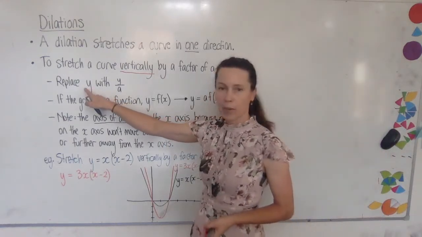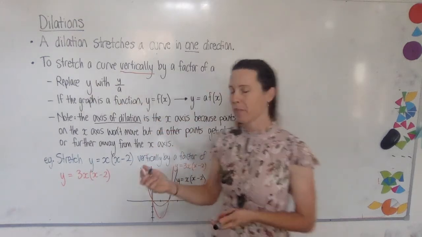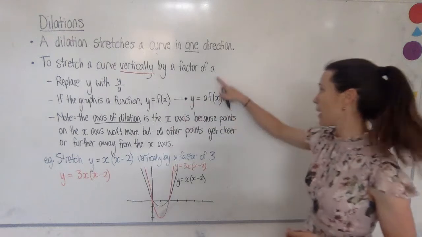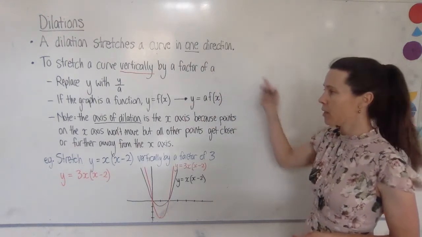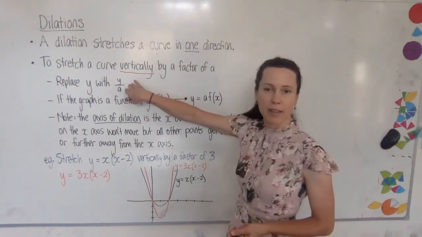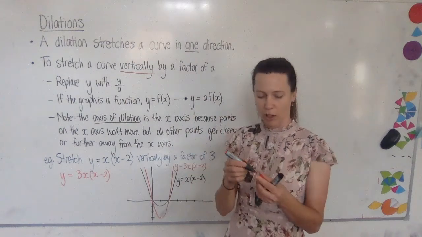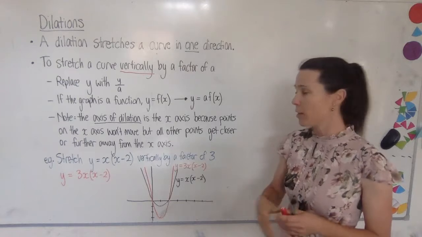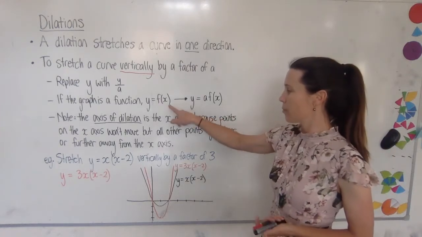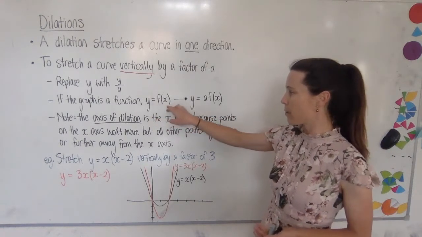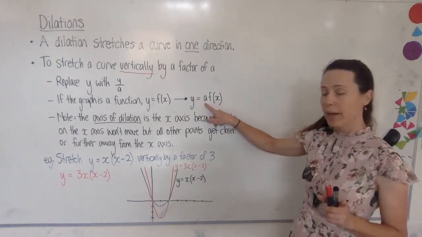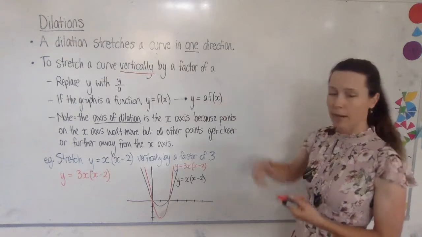So it makes sense that we're going to be replacing y with something. And in this case, we replace y with y over A, where A is our stretching factor. Now, this method will work for anything, let it be a circle or a function, anything at all. If your thing that you're stretching is actually a function though, you can also use this notation, where you'll say, if I had y equals f of x, then now I'm going to have y equals A, where A is your stretching factor, multiplied by f of x.